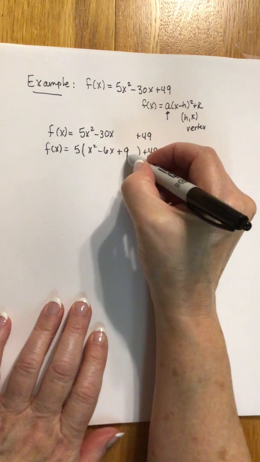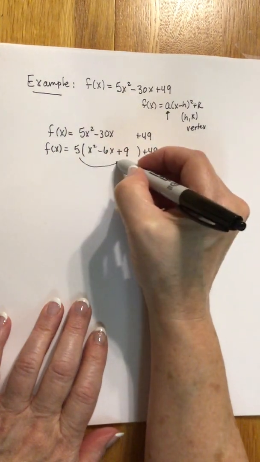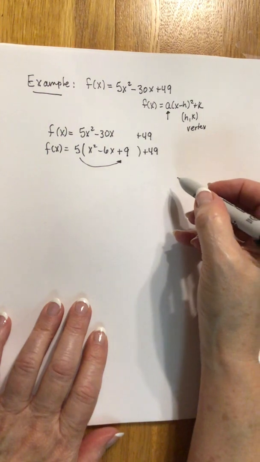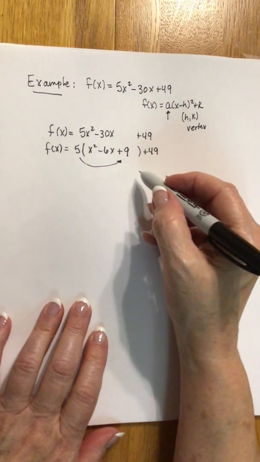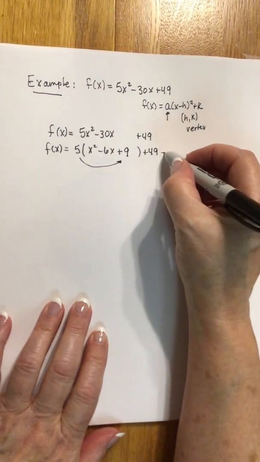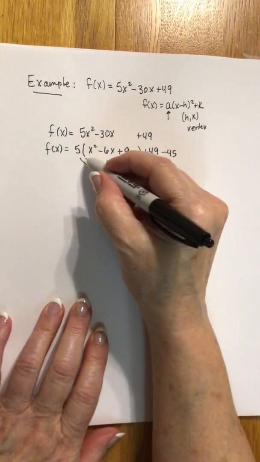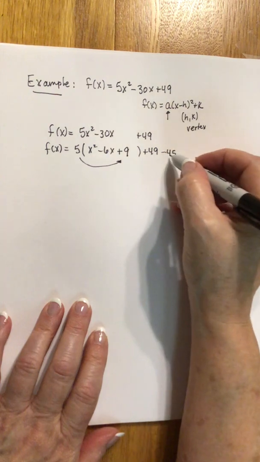So if I put plus 9 inside, what have I really added though? The 5 times the 9, right? So I really added 45. So what do I have to do? I have to take that minus 45 out here on the outside. So you're keeping it even. If I put in 45, I have to take away 45.